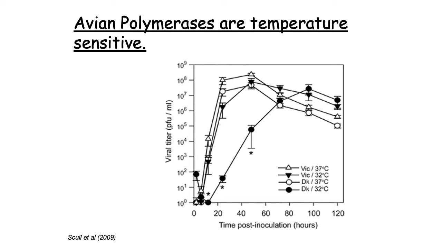All right. So we also know that avian polymerases, so polymerases from the avian flu viruses, tend to be temperature sensitive. So they don't work very well when the temperature is a little bit cold. The black circles there are the duck polymerase at 32 degrees, and you can just see it's not working as well as the duck polymerase at 37 or the Vic. Those are the normal human virus, and they work real well at 37 because that's kind of what we are. So they're actually restricted.